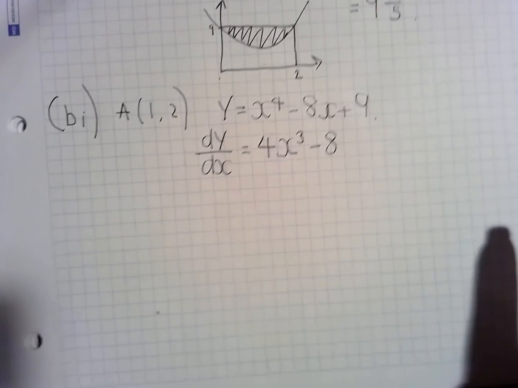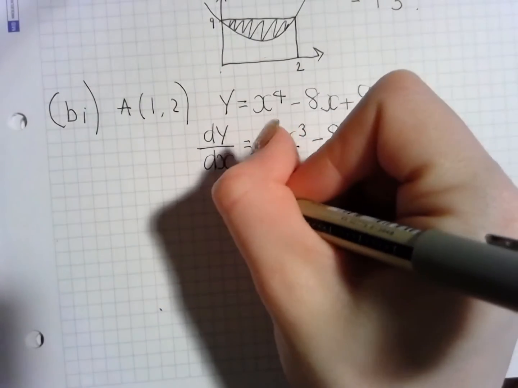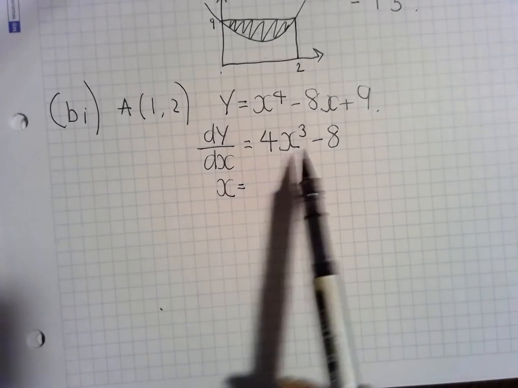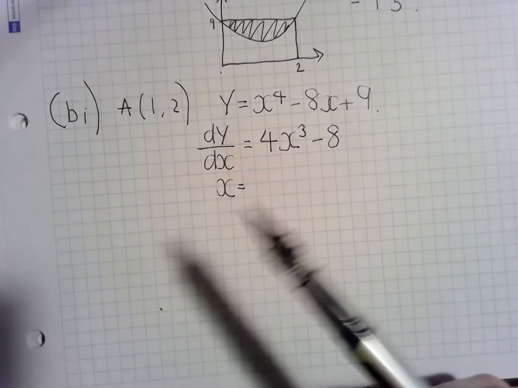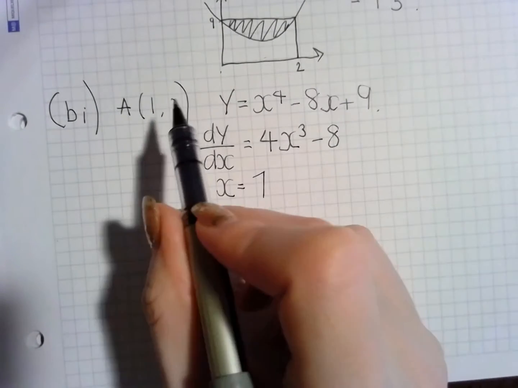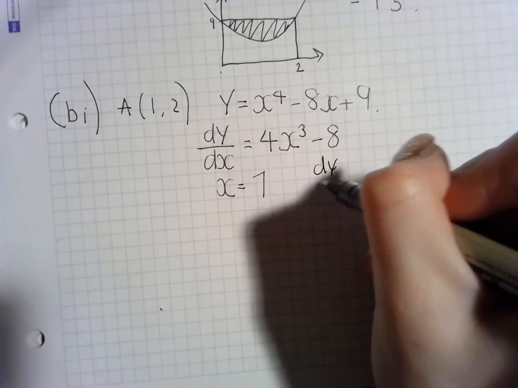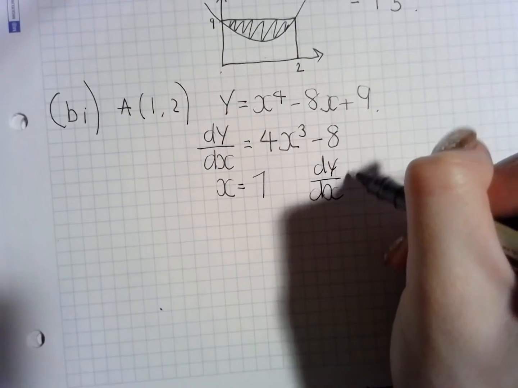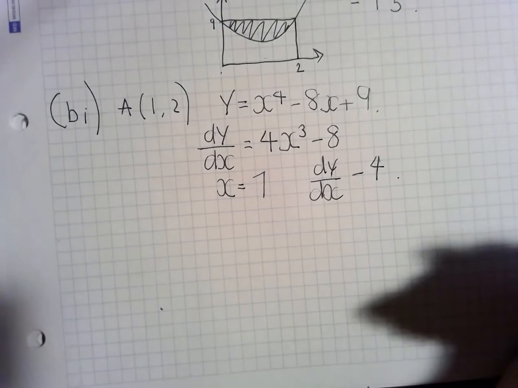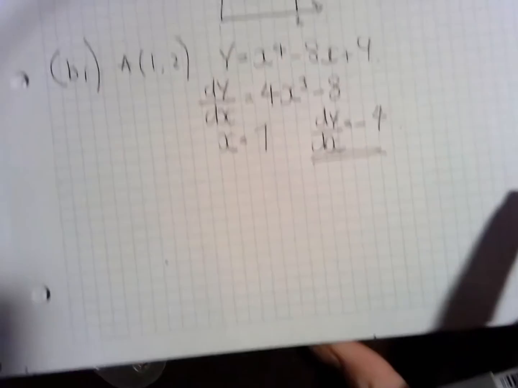And then we know that x equals 1. This right here is your gradient, because when we differentiate, we're finding the gradient. We know that x equals 1 because we're given that, so we just plug that in. dy over dx equals 4 times 1 minus 8, so minus 4. And that's your gradient, and that's the answer to that part.